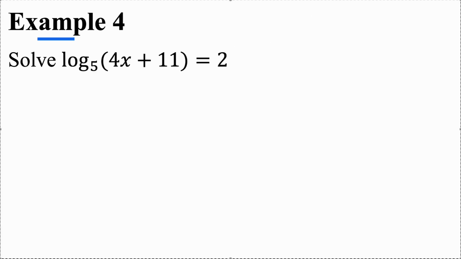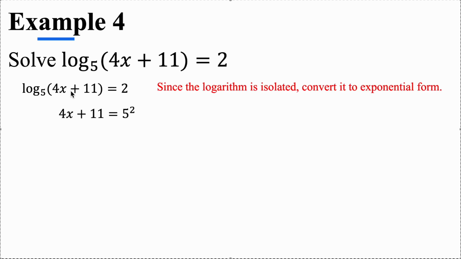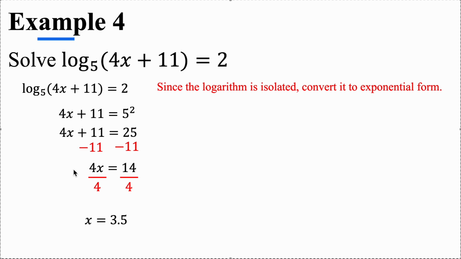In this example, we have a logarithm equals a number. So what we can do here is convert it to the exponential form by doing that. The base of the logarithm raised to this power must be equal to 4x plus 11. So in this case, 4x plus 11 equals 5 squared. Well, 5 squared is equal to 25, so we can do this and then subtract 11 on both ends to get 4x equals 14. To isolate the variable x, divide both sides by 4 since we're multiplying over here. The inverse of multiplication is division, so you get x equals 3.5. So the possible answer in this case would be 3.5.